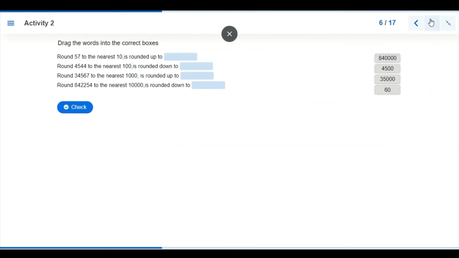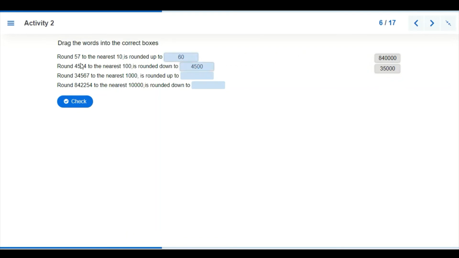Now let's look at another one. For this one, let's round quickly to the nearest 10. It will give us 60. If you round 57 to the nearest 10, it gives 60 because 7 becomes 1. Now, 44,544, if you round up to the nearest 1,000, it gives what?